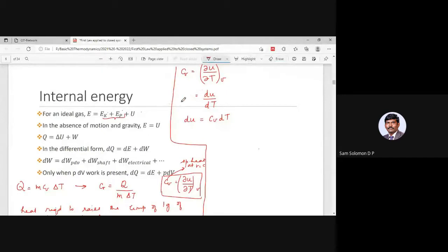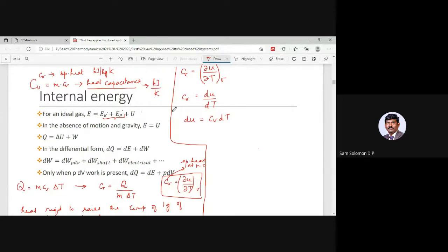This is small cv, so specific heat. So cv is specific heat, and there is capital CV, and that is mass multiplied by cv, and this is called heat capacitance. When you multiply that with mass, that becomes heat capacitance. This is in kilojoule per kilogram Kelvin, and because it is multiplied by mass, the unit will be kilojoule per Kelvin.